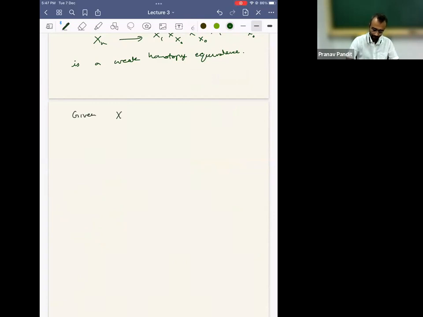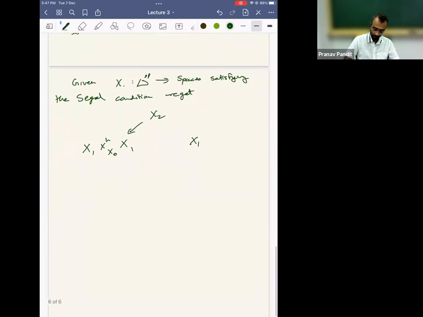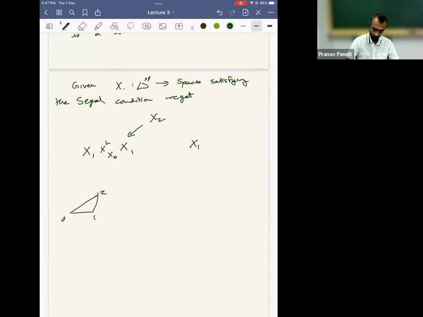So given X dot, Δ^op to spaces, satisfying the Segal condition, we get a map as follows. So we have X1 cross X0. I'm going to stop writing the H to indicate homotopy. All products will be homotopy products if I don't indicate otherwise. Okay, so we have X1, and then we have X2. And here we have the maps d0 and d2, where I'm taking the face opposite 2 and the face opposite 0. And here I have d1. And this map is an equivalence by hypothesis, by the Segal condition.